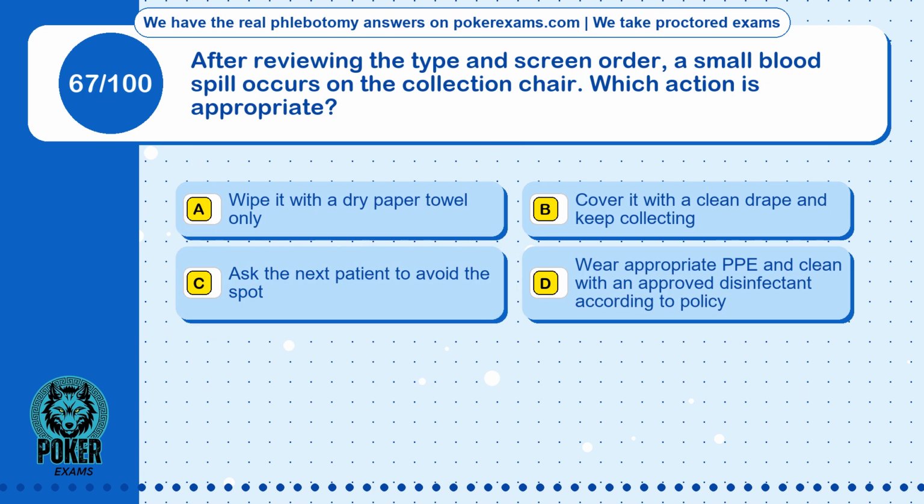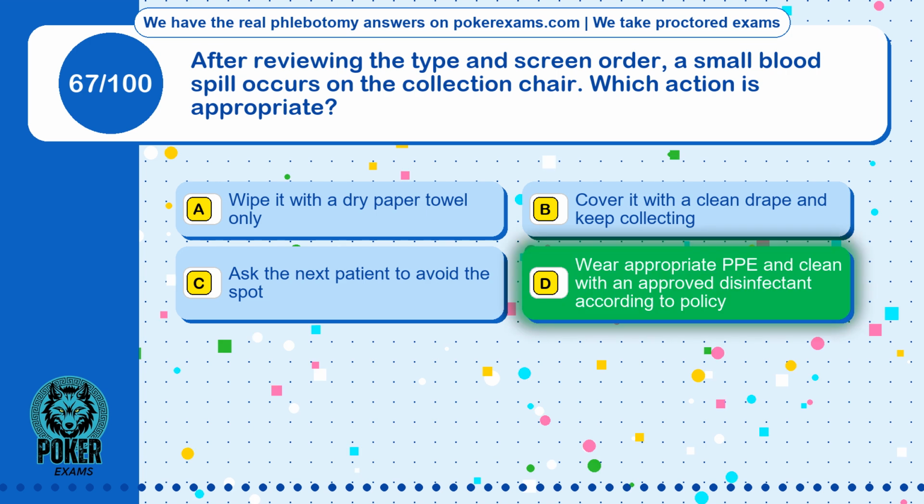Question 67. After reviewing the type and screen order, a small blood spill occurs on the collection chair. Which action is appropriate? Option A. Wipe it with a dry paper towel only. Option B. Cover it with a clean drape and keep collecting. Option C. Ask the next patient to avoid the spot. Option D. Wear appropriate PPE and clean with an approved disinfectant according to policy.